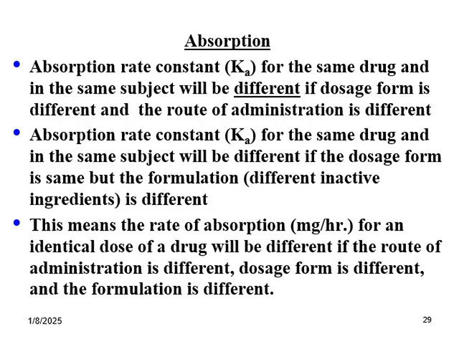Another important feature is that Ka for the same drug in the same subject will be different if the dosage form is the same but the formulation is different. For example, maybe different excipients, or even the methods of formulation, the procedure steps, can be different. This means the rate of absorption for an identical dose of a drug will be different if the route of administration is different, the dosage form is different, and the formulation is different.